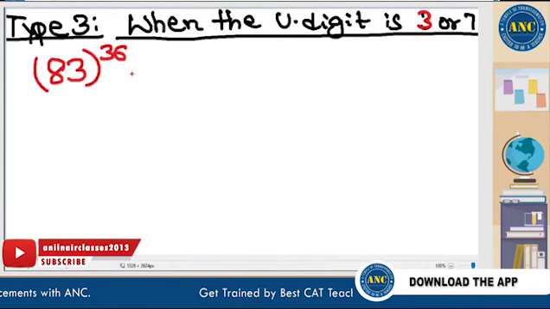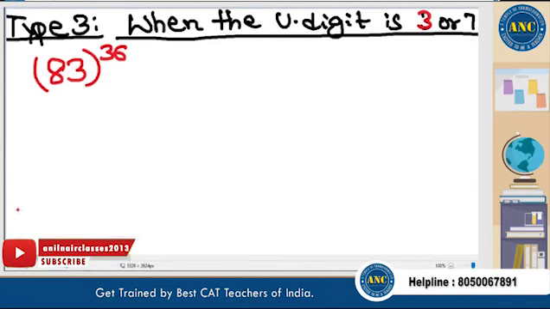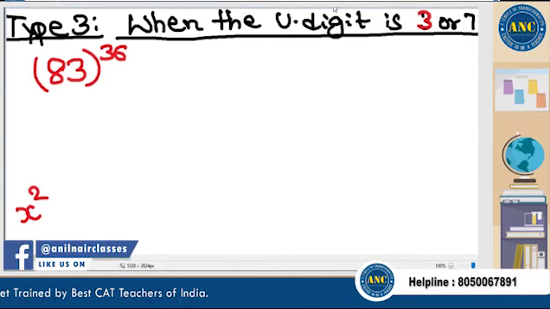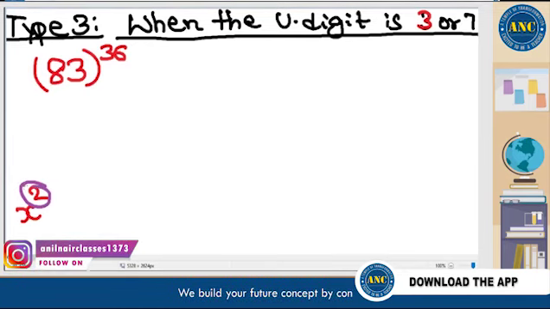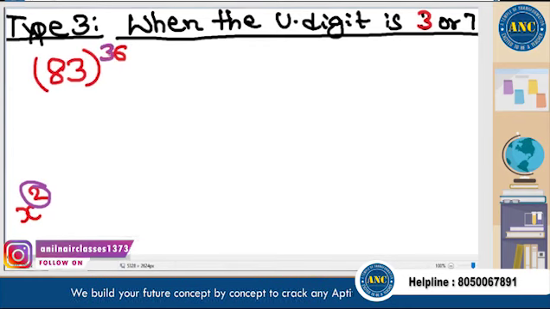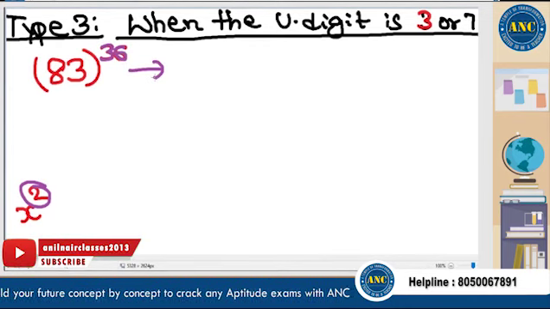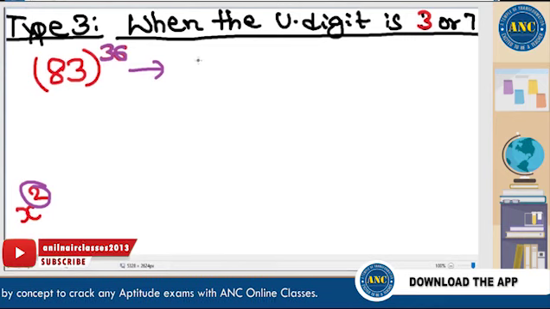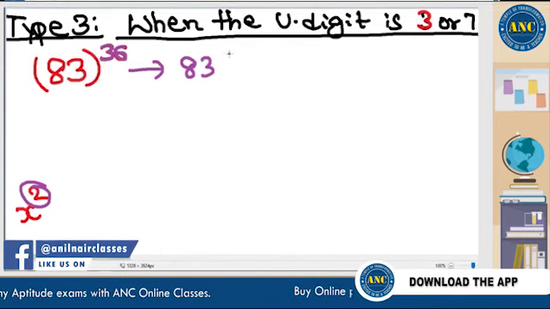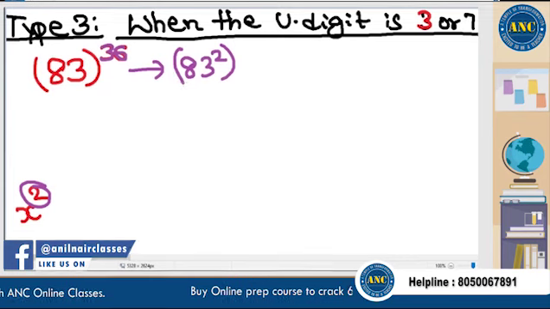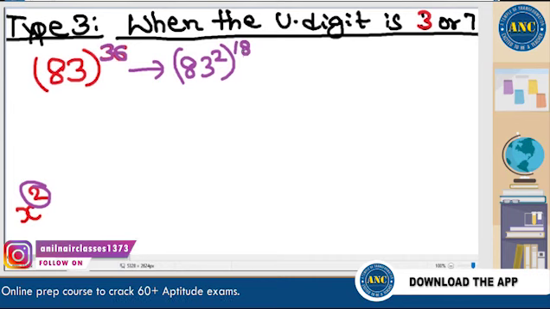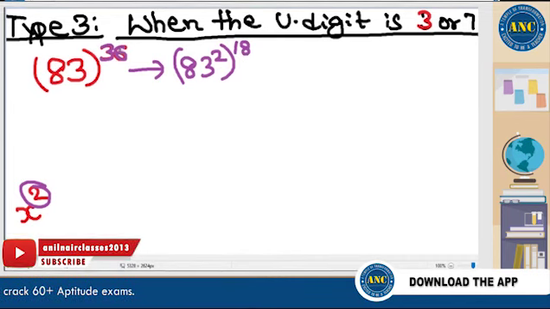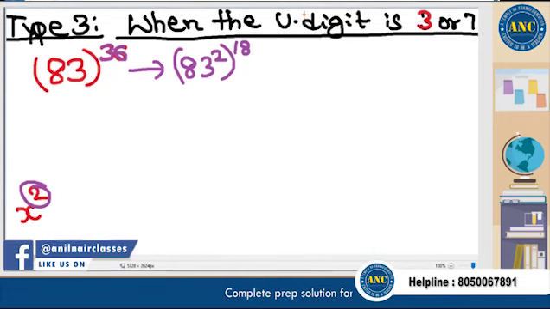Now I know the concept that x square and (50k plus or minus x) whole square both will have the same last two digits. That means the power should be 2, but the power is not 2 in this case. The power is 36. Make the power as 2. That means I can write it as 83 power 2, but since I want the actual power to be 36, write the power 18, because 2 into 18 is 36. Now the first problem I will write step by step, and the second problem I need not write step by step because I know that my students will grasp it.